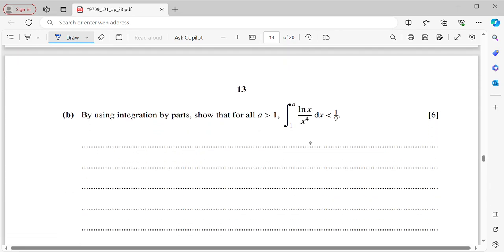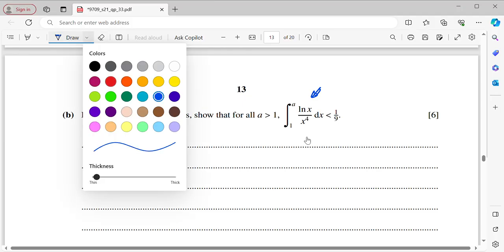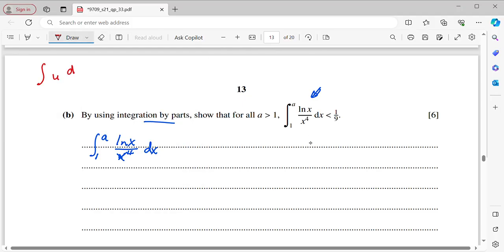Okay, next B, by using integration by parts, show this integration is always less than 1 over 9. So integrate from 1 to a of ln x over x to the power 4 dx. Integration by parts formula is the integral of u dv/dx dx equals uv minus the integral of v du/dx dx. If with limits, just add on the limits over here.